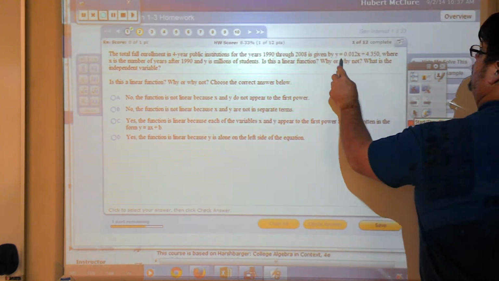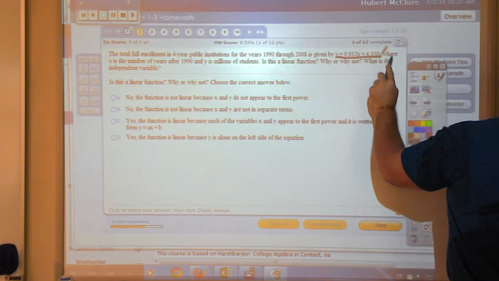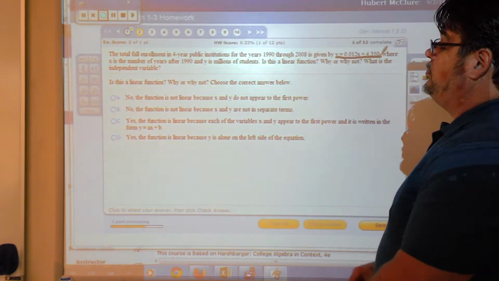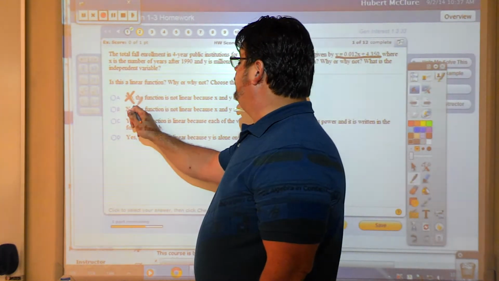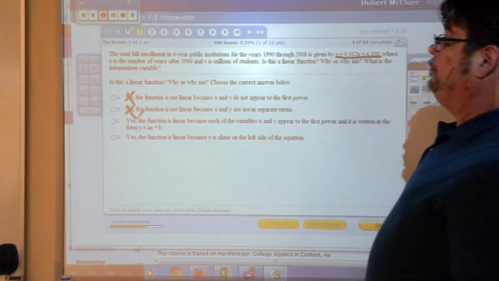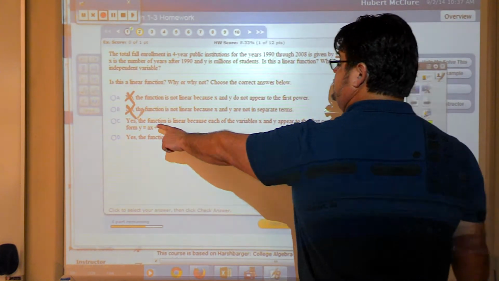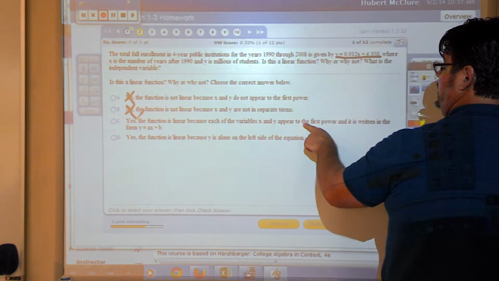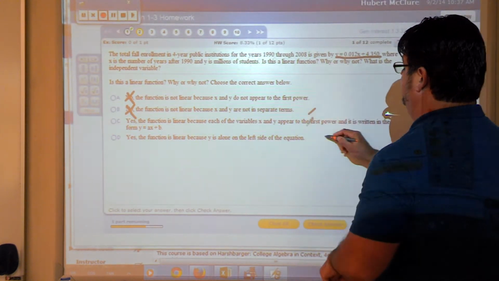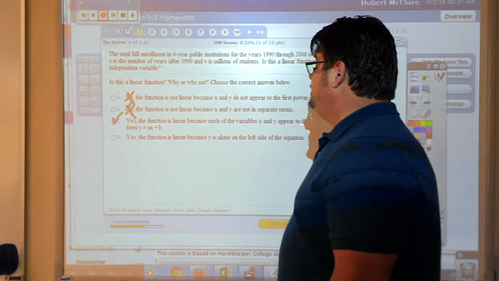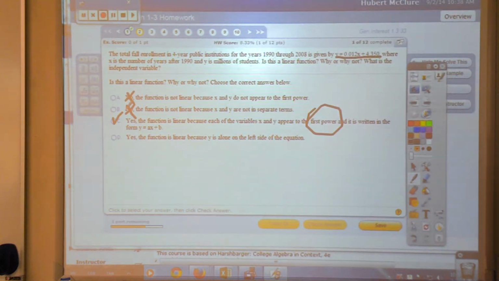What is this function? Is it linear? Why is it linear? Because the function is linear because each of the variables x and y appear in the first what? Power. I just told you that. So the answer is C. It's always confusing when it gives you a question that you're not supposed to answer.